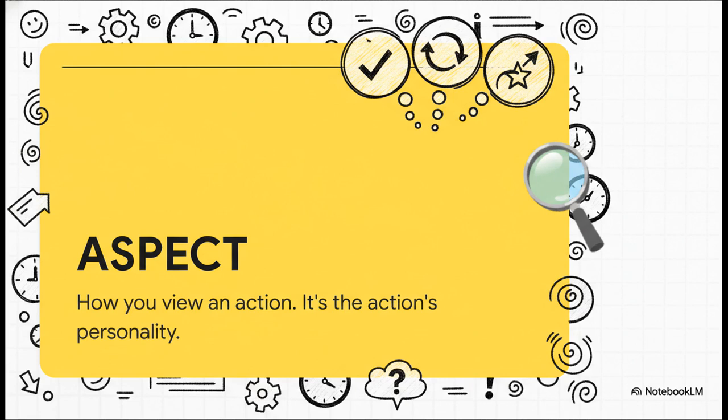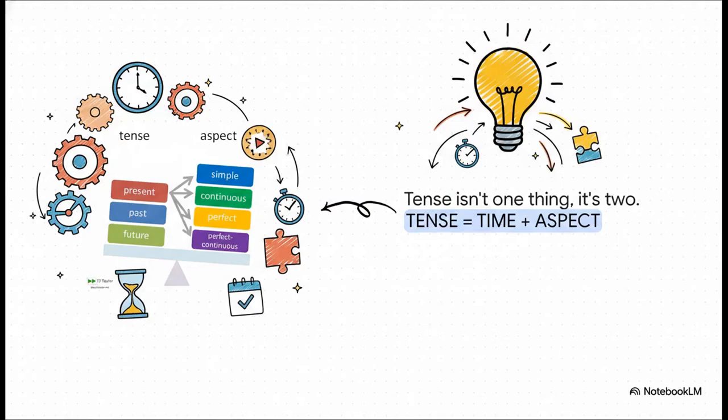If time is when an action takes place, aspect is all about how you see that action. Is it just a simple fact? Is it ongoing? Is it finished? You can almost think of it as the action's personality, or, as we're about to see, its very own animated character. And here it is, the big secret.